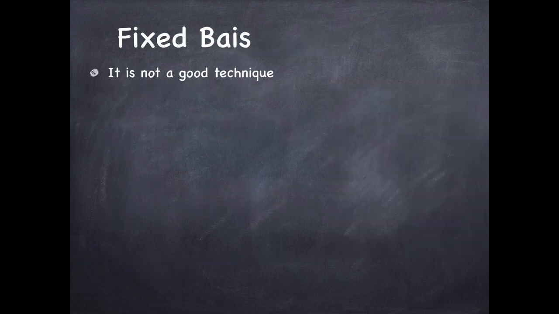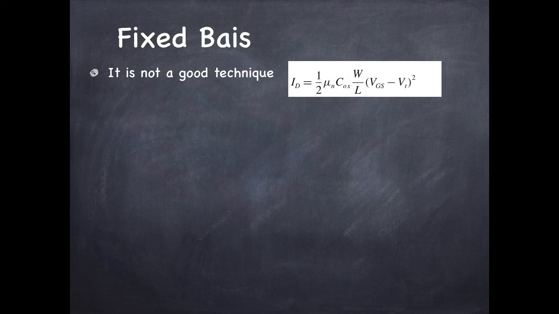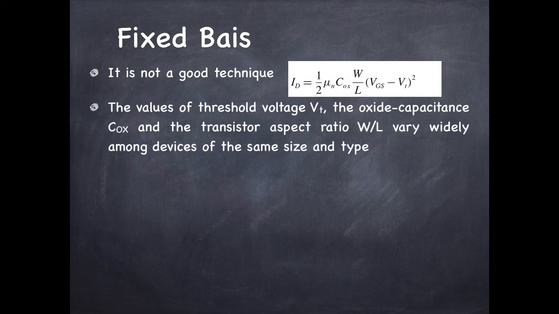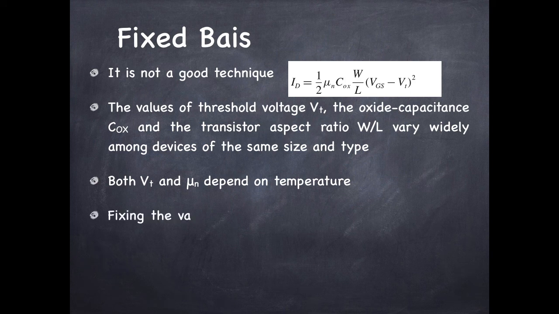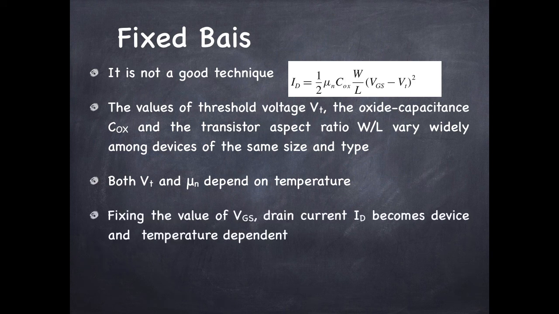This fixed biasing circuit which we discussed in the last slide is not a preferred method, it's not a good technique. The reason is you can see the expression of the drain current: the threshold voltage Vt, the oxide capacitance Cox, and the aspect ratio W by L. All these parameters vary widely among devices of the same size and type. Additionally, Vt and mu n depend on the temperature. So when we fix VGS, changes in other parameters result in large variation in the drain current. So drain current varies between devices.